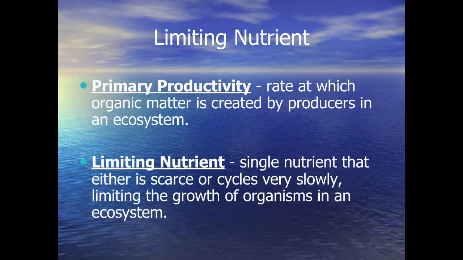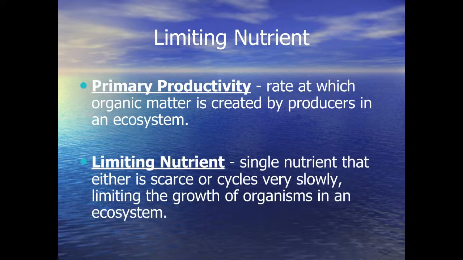Primary productivity is the productivity at our producer level. If they grow a lot, it's very productive. If they grow slowly, not very productive, right? High productivity, low productivity. The limiting nutrients really focus on the biogeochemical cycle. Limiting nutrients really focus on phosphorus and nitrogen.